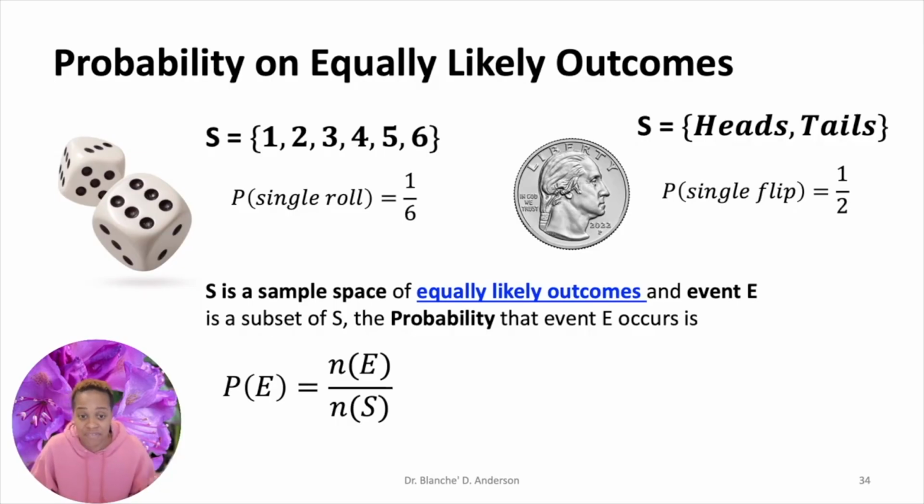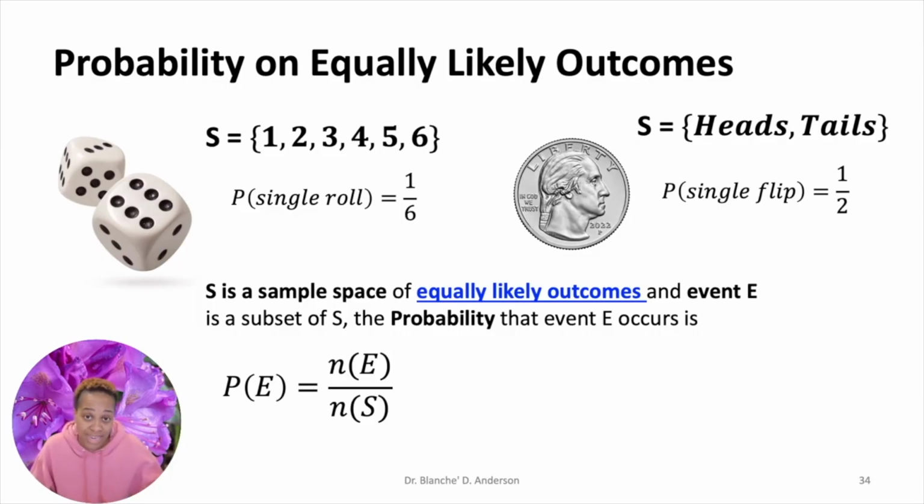And then it says an event E is a subset of S. A subset just means a smaller set. So if my sample space is 1 through 6, and remember we were going through all those events, they were smaller, it just means a subset. The way you find the probability that event E occurs is this formula here at the bottom. You take the number of items in that event, what you're looking for, and you divide it by the number of items in the sample space.